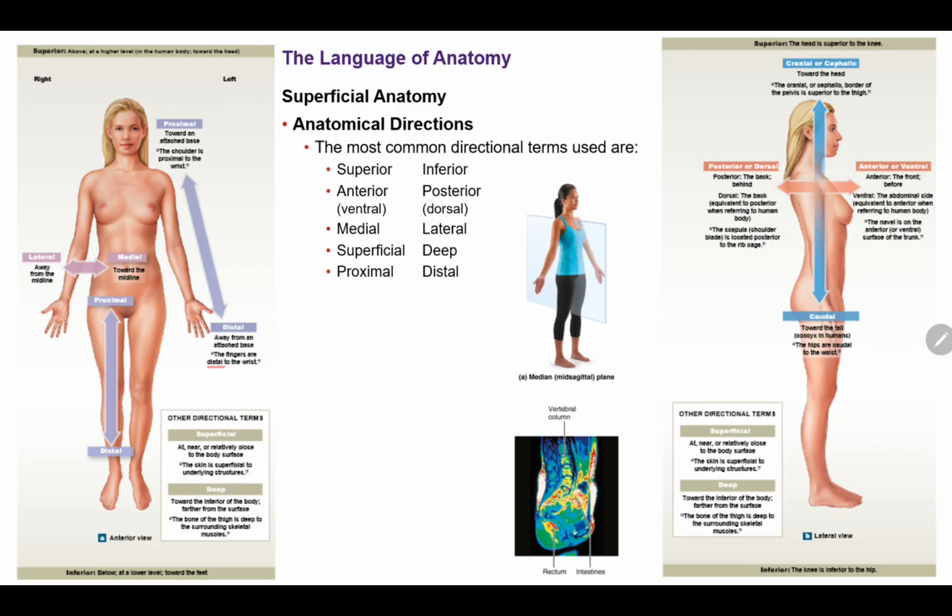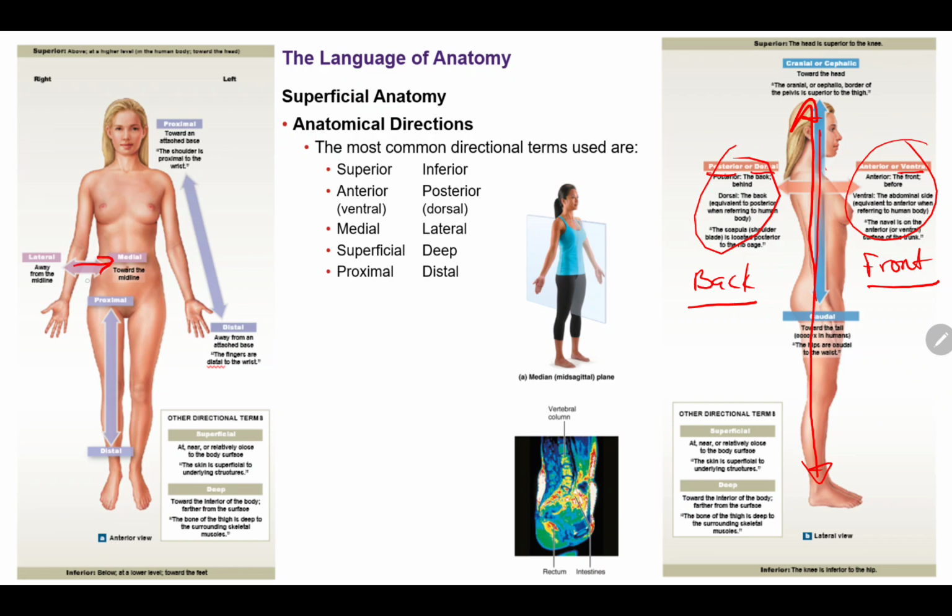Now, when we're looking at anatomical directions, we use the most common ones. Superior means toward the head. Inferior means toward the feet. Anterior means the front. Posterior means the back. For anterior, sometimes we might use the word ventral. Anterior, ventral means front. For posterior, we sometimes might use dorsal. Posterior, dorsal means back.